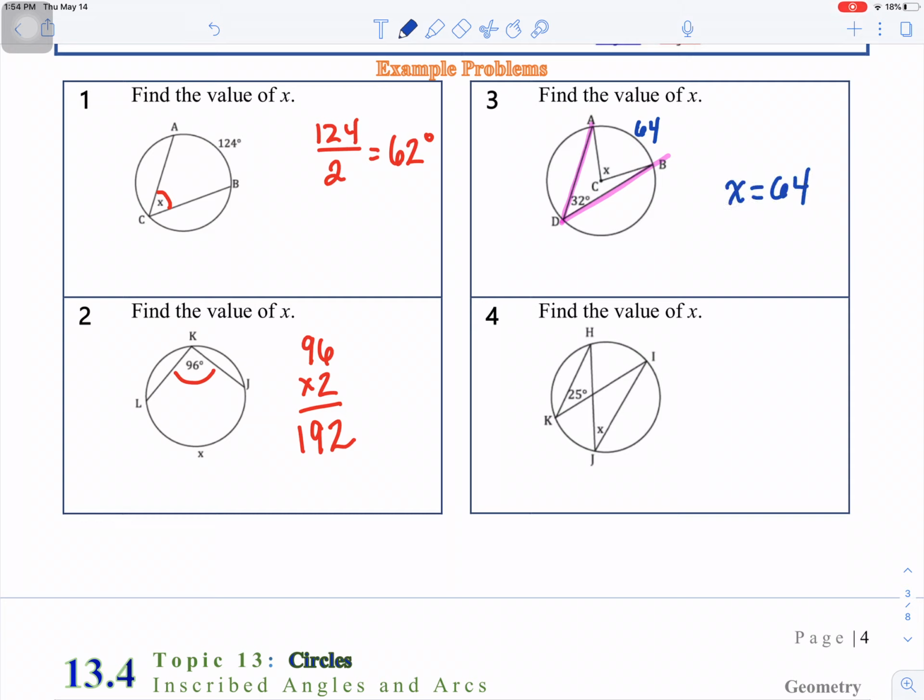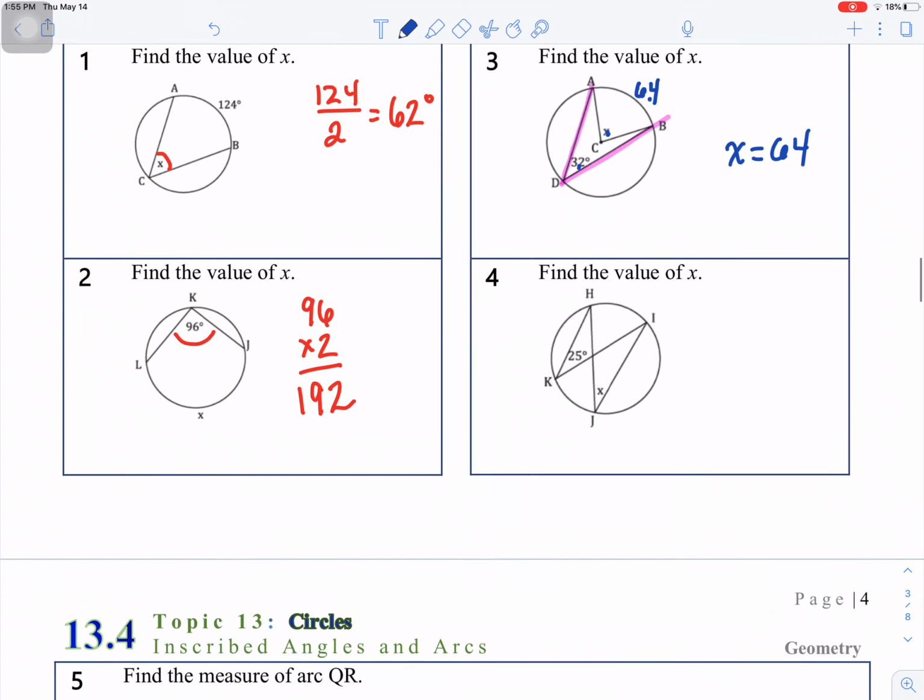This is going to take some time. Go slow. Inscribed angle is half of the arc. Central angle is equal to the arc. So we're combining the last two things that we did.